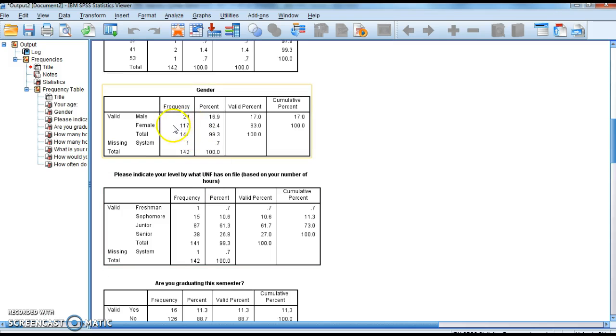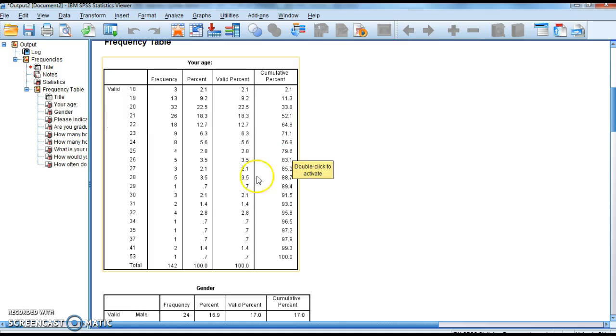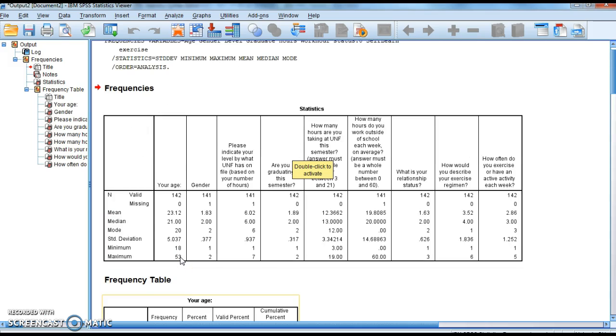We can see that we can generalize mainly to a female population. We don't have a good representation of males. And then when we look at the age, we can see the distribution of ages. We have many people who are less than 22, but we go all the way up to 53. So this gives us some information on who we can generalize to. In general, the higher the sample size, the better, because that better represents a population and you're more likely to find statistical significance.